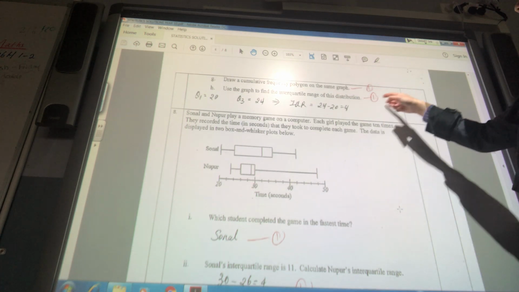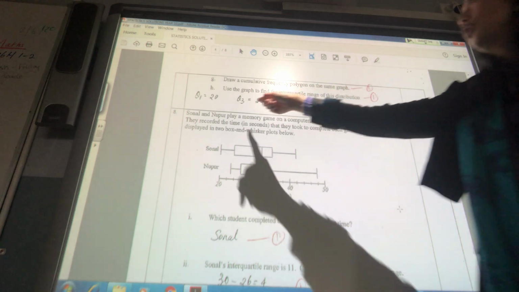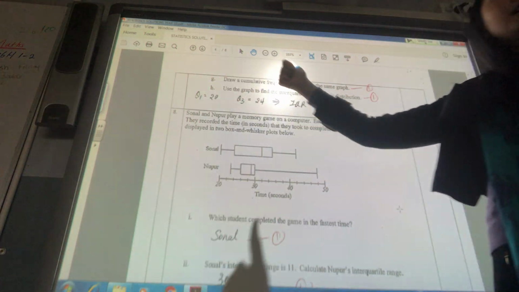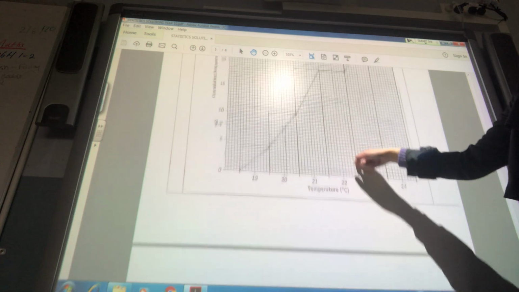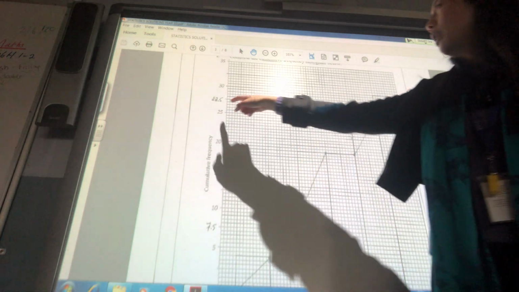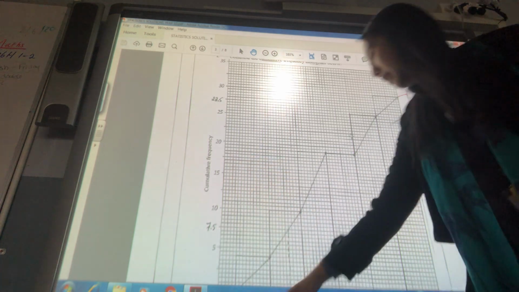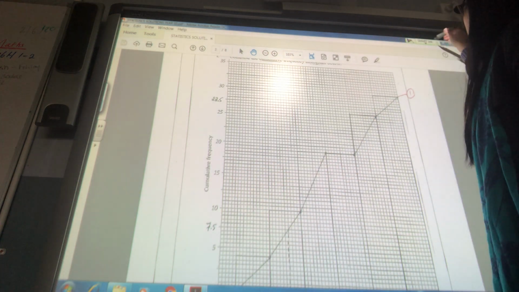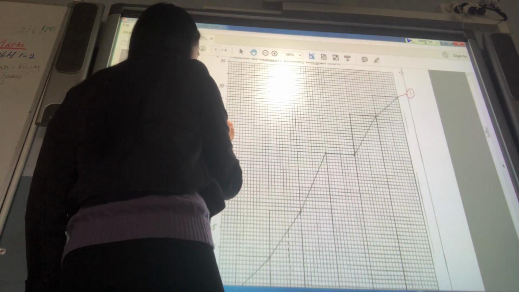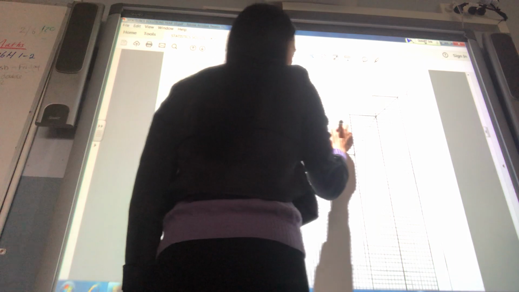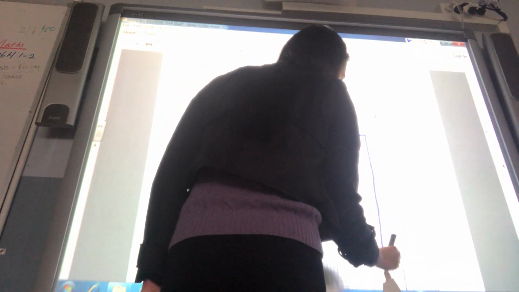And this is where my answer's wrong. It should be 23. So Q1 is 20, Q3 is 23. So the IQR is 23. I accidentally put 22.5 there, but 22.5 should be down here. So 22.5 should be here, and then it will go to 5 exactly.